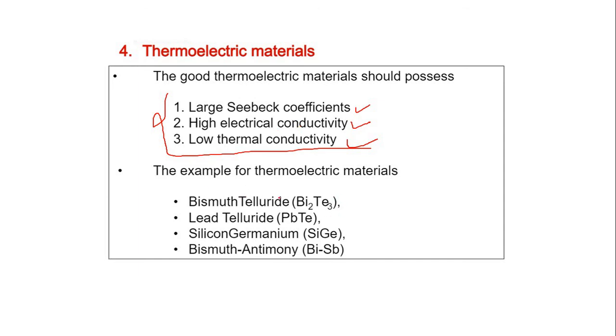Examples of thermoelectric materials are bismuth telluride, whose formula is Bi2Te3. The bismuth symbol is Bi and telluride is Te. Then lead telluride, lead symbol is Pb, so PbTe. Silicon germanium, SiGe, and bismuth antimony, BiSb. Please remember these names. The examples of thermoelectric materials are bismuth telluride, lead telluride, silicon germanium, and bismuth antimony.